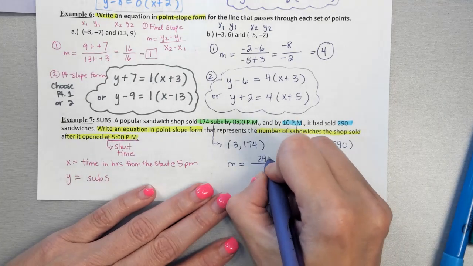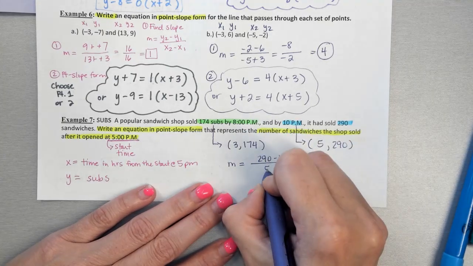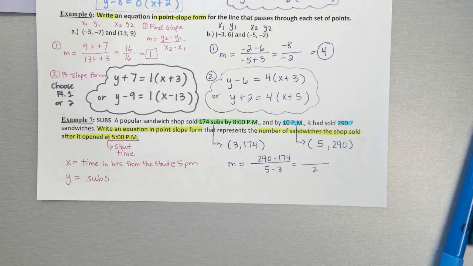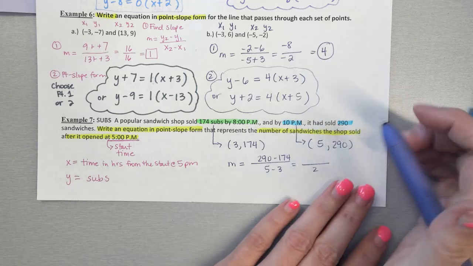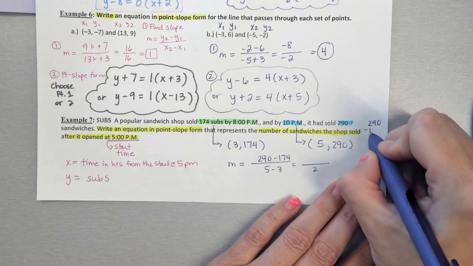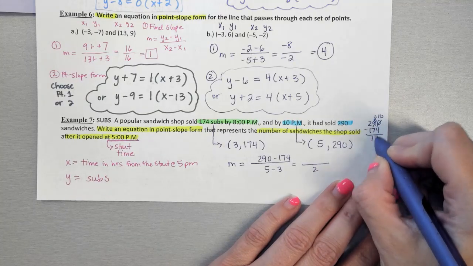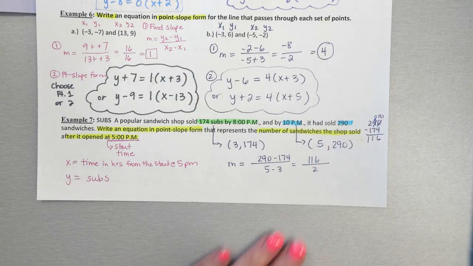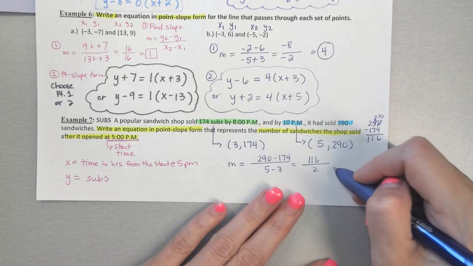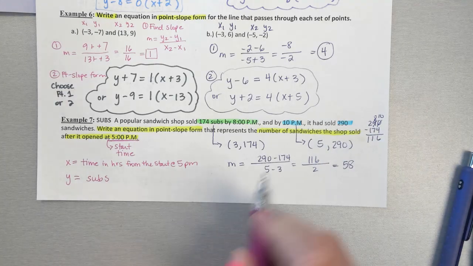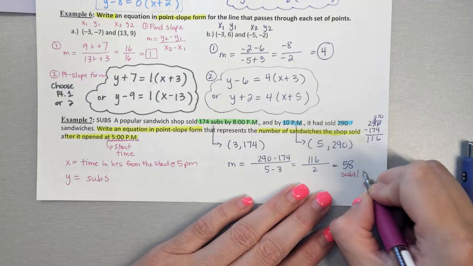So we're going to do 290 minus 174 over 5 minus 3. We know the bottom is going to be 2. The subtraction you can set up however you want. I like to set it up old school, right? So this would be 10, it's a 6, I borrowed, so I get a 1. So I have 116. I just need to cut that in half. What's half of 100? 50. Half of 16, 8. Put them together, 58. So this is going to be your 58 subs per hour that they're making.